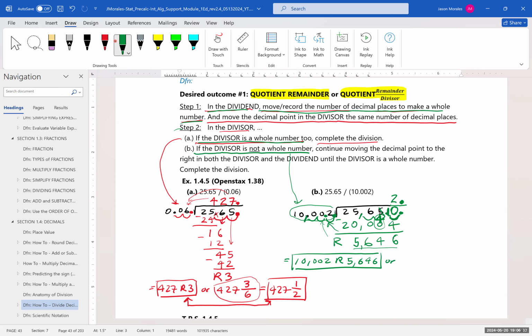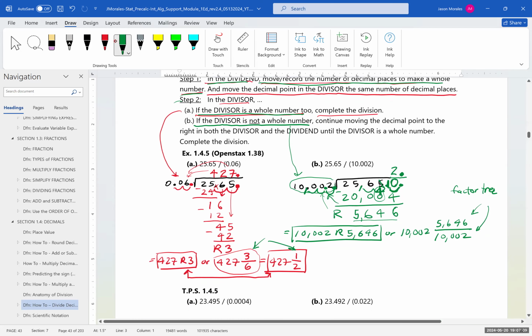Or if we wanted to write it as a mixed fraction, it would be 2, and then the fraction part of the mixed number would be 5,646, which is the remainder, all over the divisor, which is 10,002. And just like before, where this part of the mixed number wasn't simplified, we had to simplify it down to 1/2. We have to do the same thing here. So what you would do, in fact, is you do a factor tree of both the numerator and the denominator, and you eliminate common factors. So in the interest of time, I'm just going to go ahead and give the result of the factor tree.